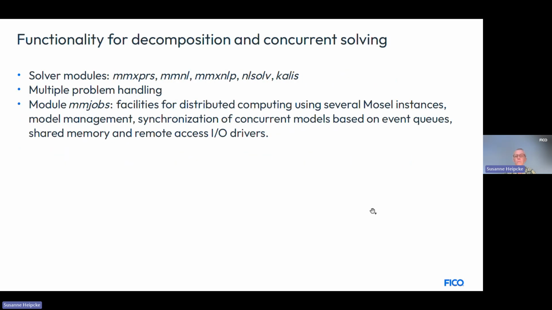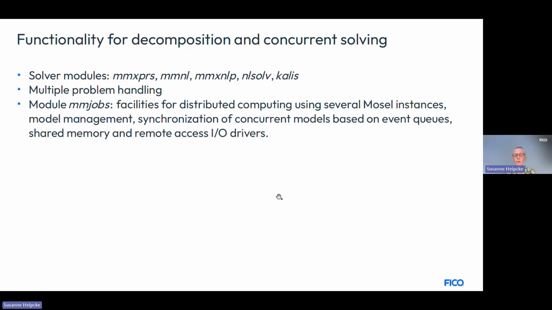Now, what we are talking about today are solver modules, mainly the Express solvers, XPRS and XNLP, and underlying those the MMNL, which provides the handling of nonlinear expressions. We have a generic solver module, not specializing in Express but connecting to any solver that supports the NL format, and also Kalis for the constraint programming solver. We can handle multiple problems. That's a feature of the Mosel language itself, but it is implemented by these solver modules.